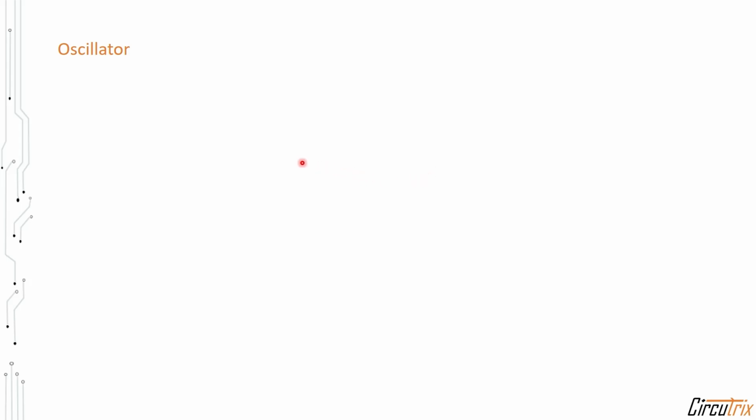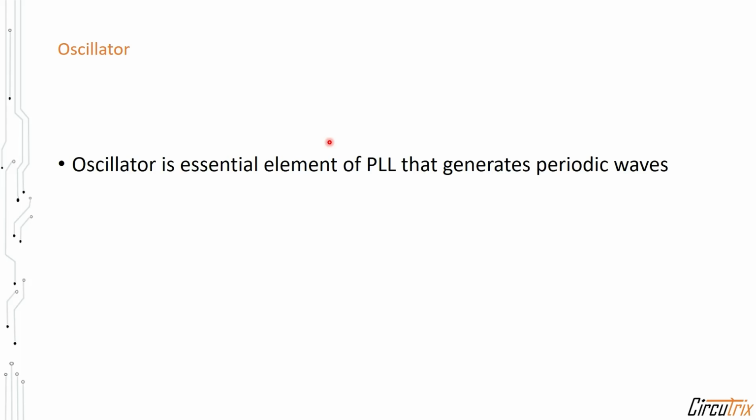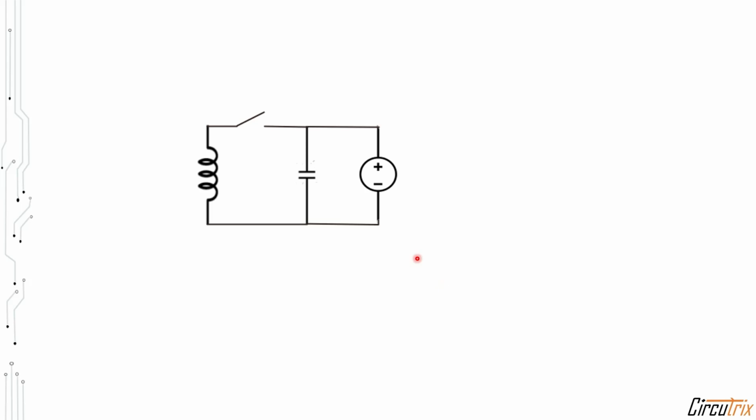The essential element of the PLL is the oscillator to generate the periodic signal. The symbol for the oscillator is shown here, and the output is a signal with a frequency f out. Now let us see the basic operation of a simple oscillator. Consider a tank circuit where a capacitor is connected in parallel to a coil through a switch. Initially, the capacitor is charged with a positive charge on the top plate and negative charge at the bottom plate.